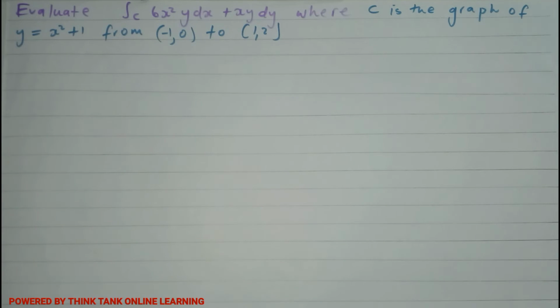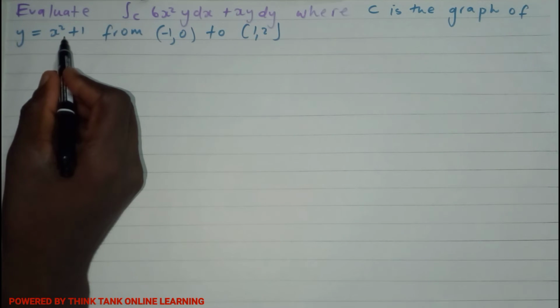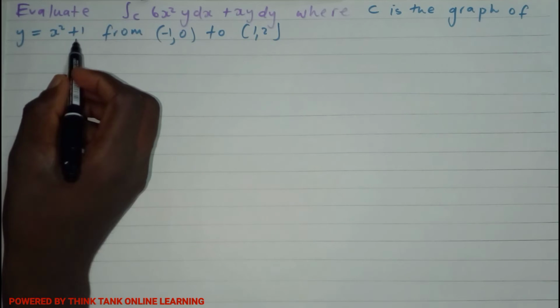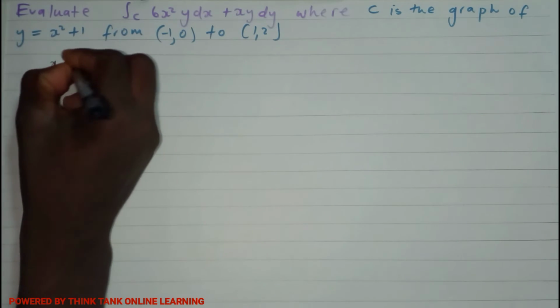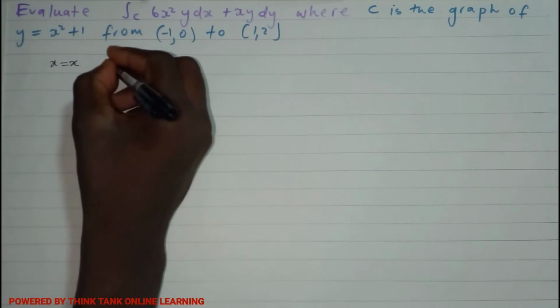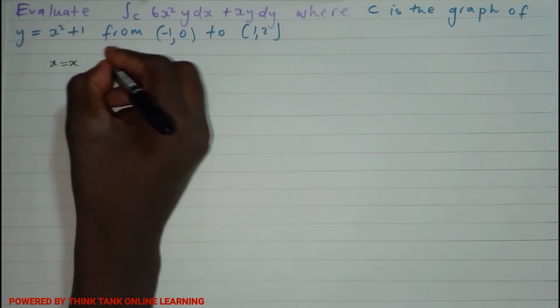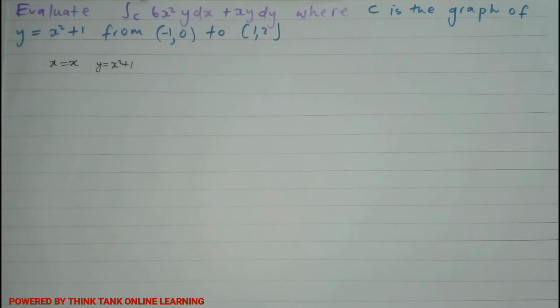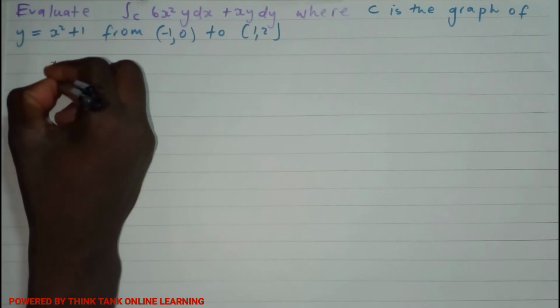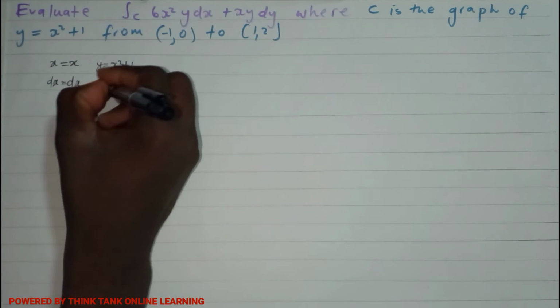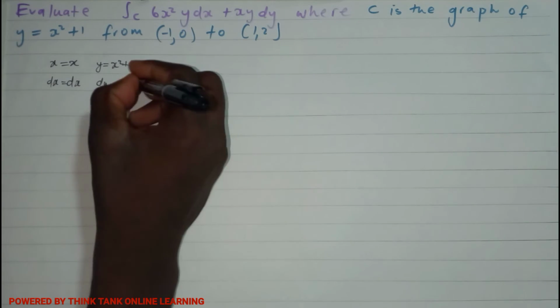So what we're going to do is choose base parametric equations. In this case we don't need t. We're given that y is equal to x squared plus 1, so we can say x is equal to x, but instead of writing y, we can write x squared plus 1. It's just more like a substitution. So dx is equal to dx. What about dy/dx? dy/dx is equal to 2x.